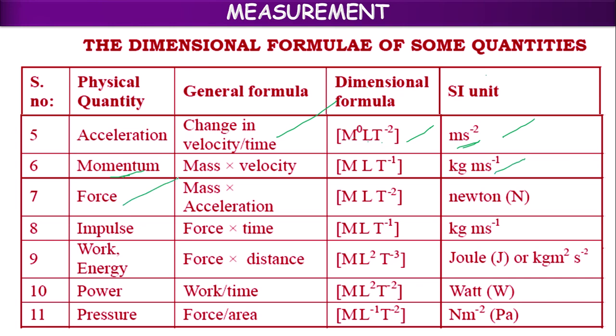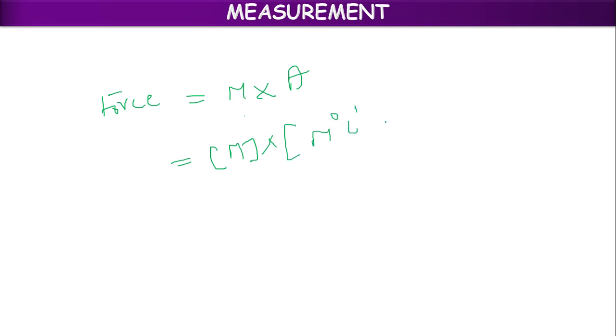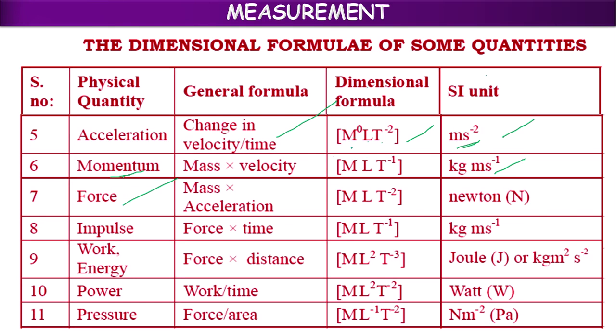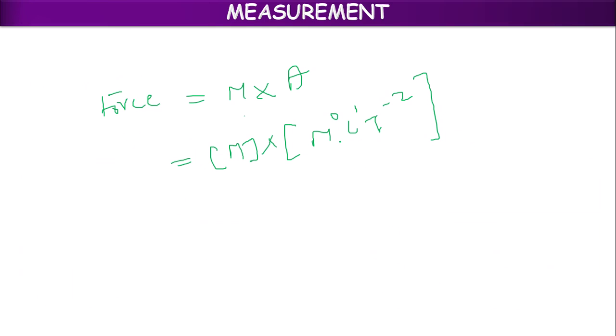Next, we have force. So the next quantity is force. Force means mass into acceleration. Mass dimensional formula is M1, acceleration dimensional formula is M0 L1 T minus 2. Because we have already calculated it, we can use it directly. Here M1 M0, if we add, it will become M1 L1 T minus 2.